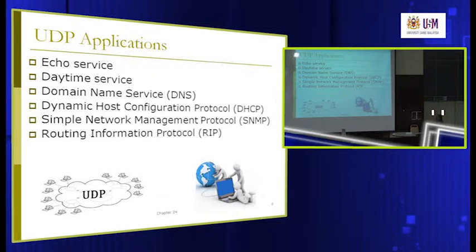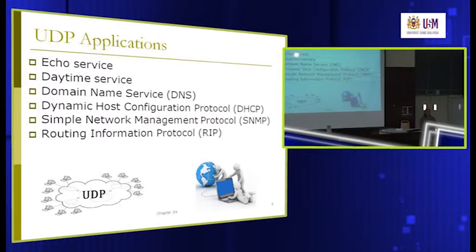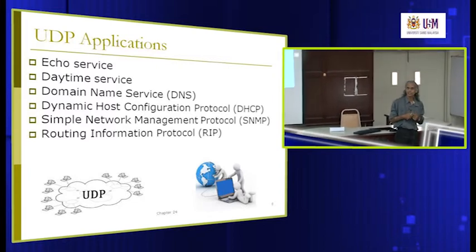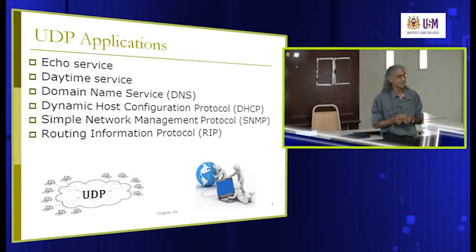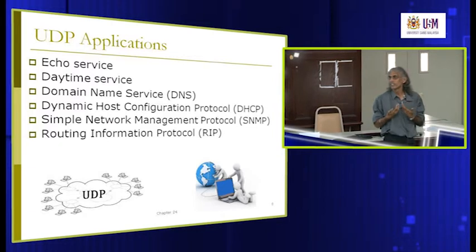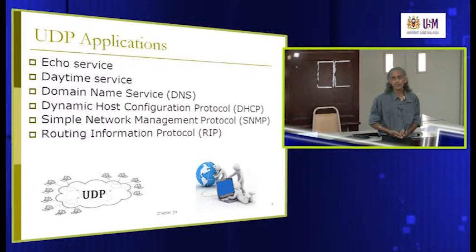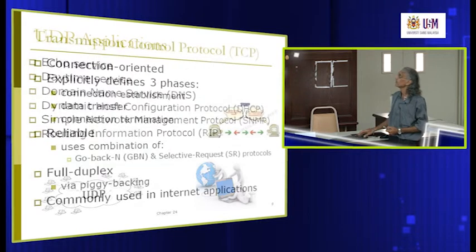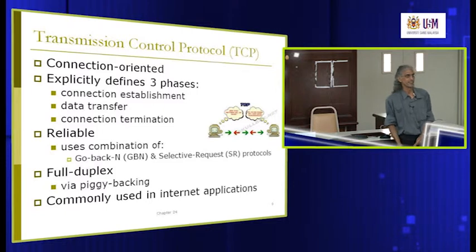DHCP, SNMP. Remember this one, RIP? We saw how the routers exchange their routing tables between one another. So how do they exchange information? By using UDP packets also. The main thing is that the packets you send are not important. If they get lost, it doesn't matter. You will send again. There's no reliability built into it. All right, so UDP, that's it. That's all, because it's very, very simple.